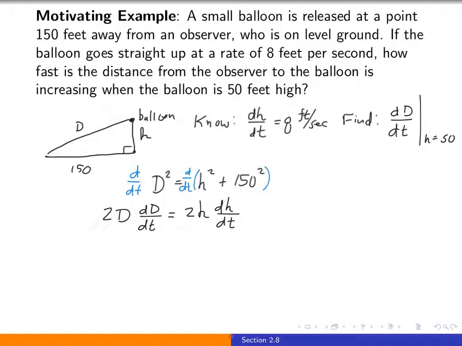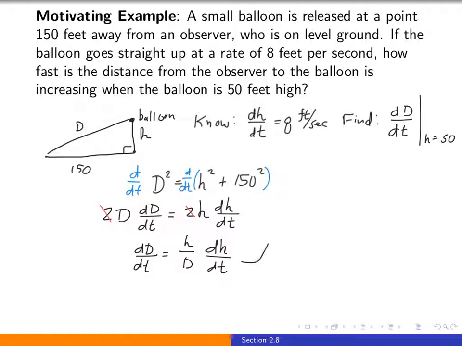So we want to know what is dD/dt. So I want to algebraically isolate for this quantity. So this rate of change that we would like to know, well, we can cancel off the 2, which is on both sides, and we'll have h over D times dh/dt.